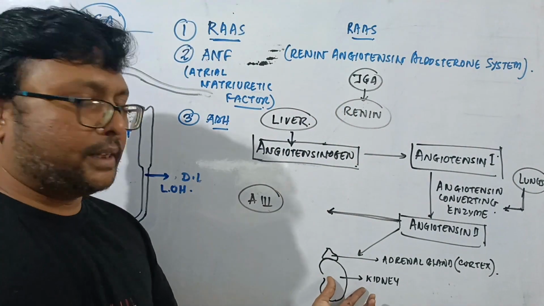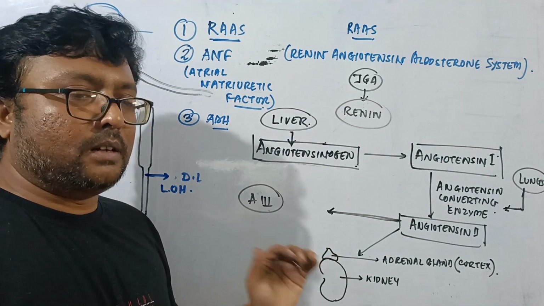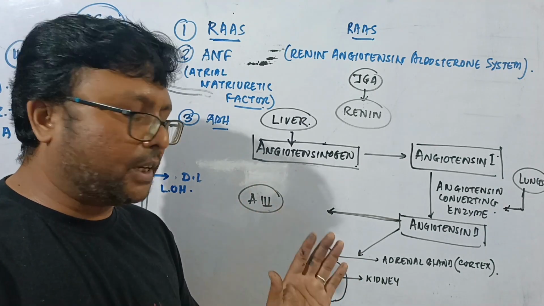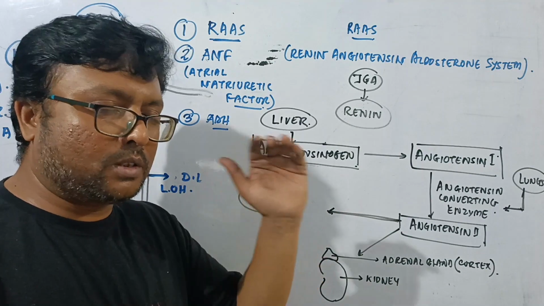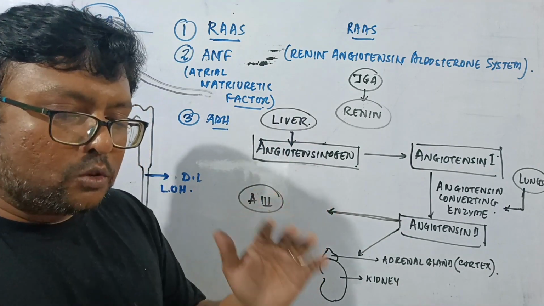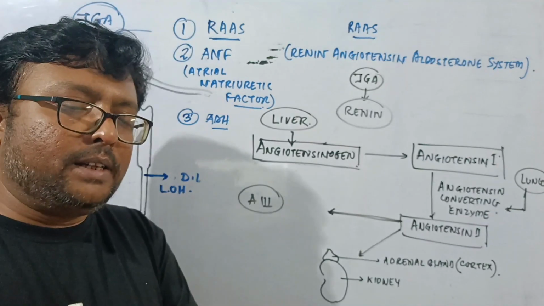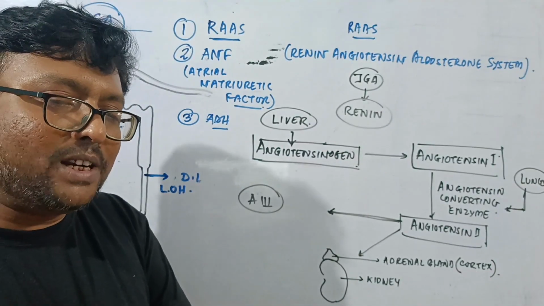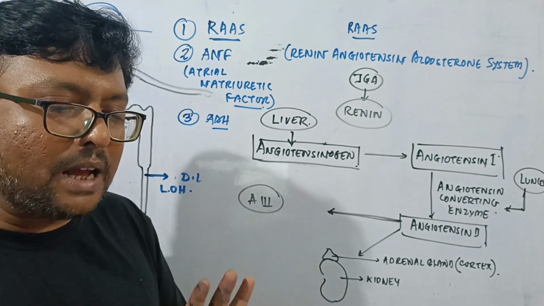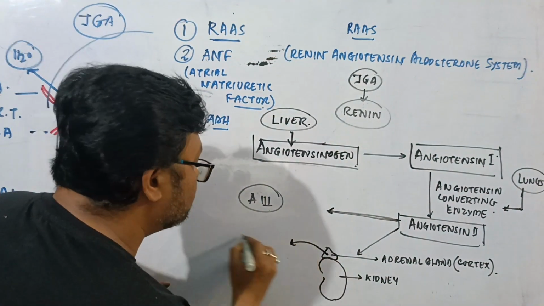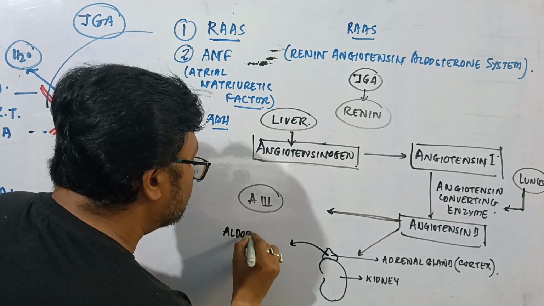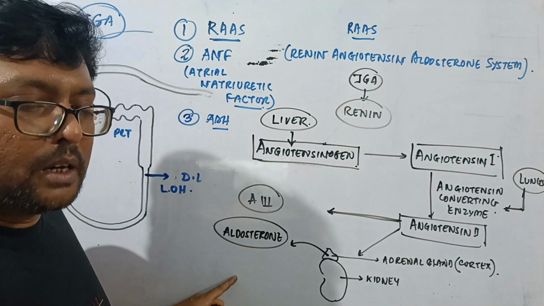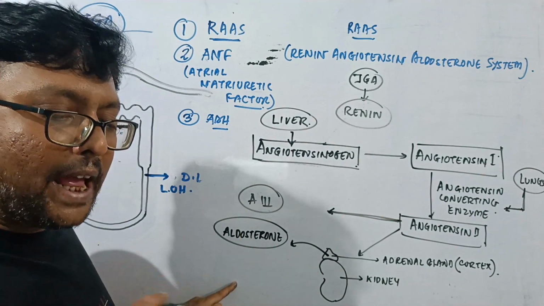So this is the kidney, and this is the gland located above it, the adrenal gland. It is known as the suprarenal gland because it is located above the kidney. So what do we see here? Basically, we can say that angiotensin 2 stimulates the adrenal cortex, and aldosterone is secreted.